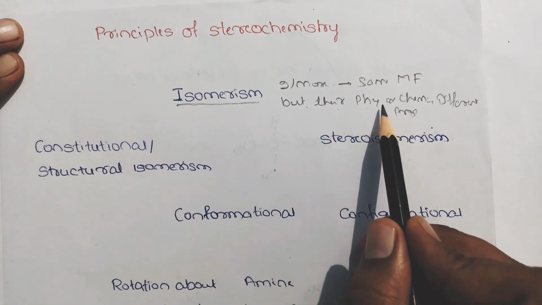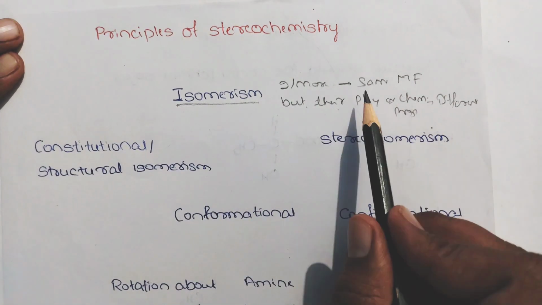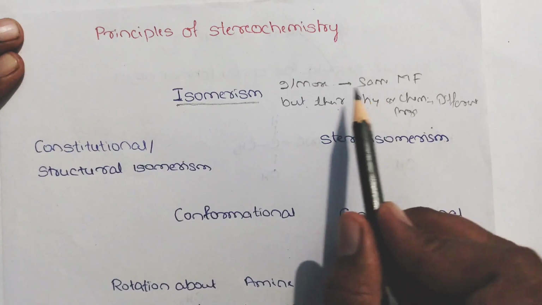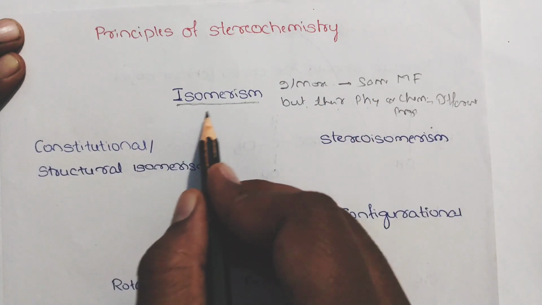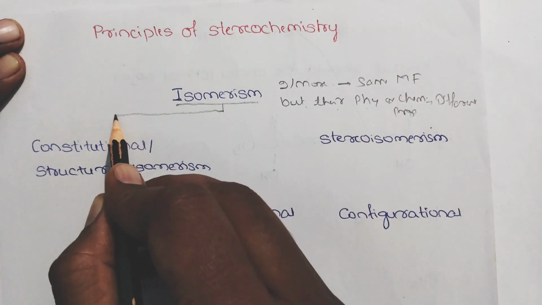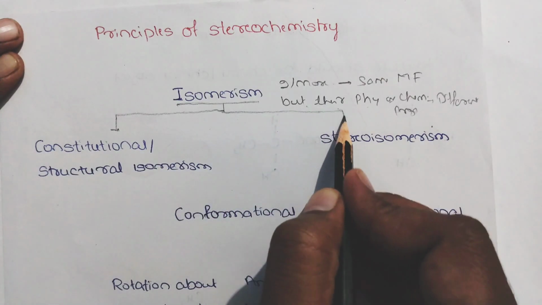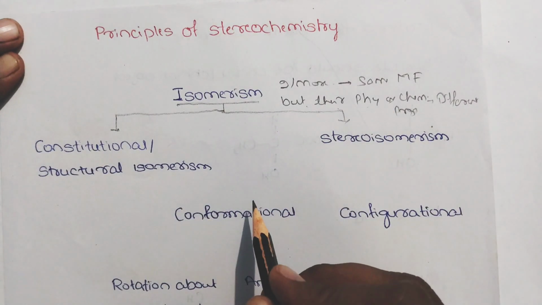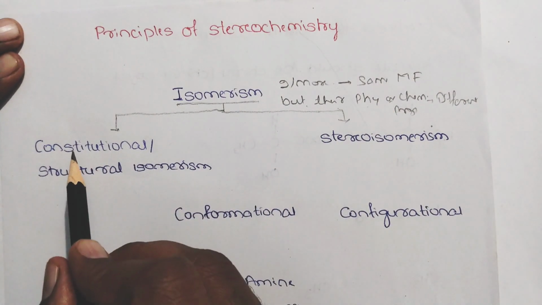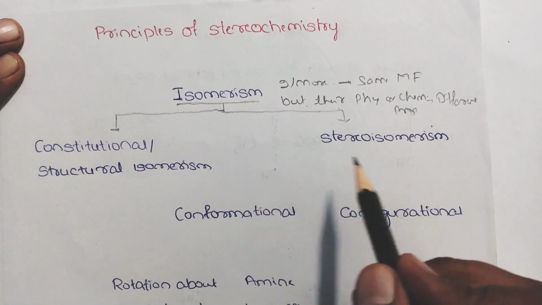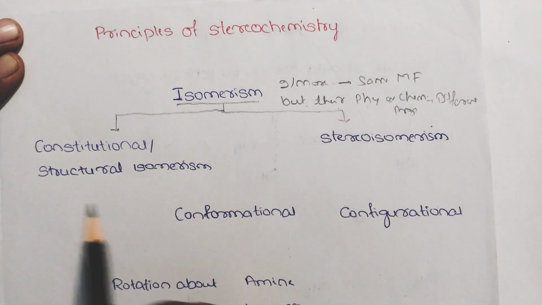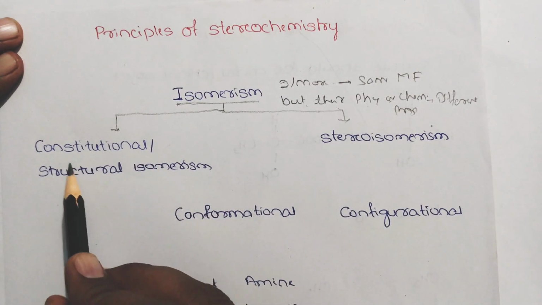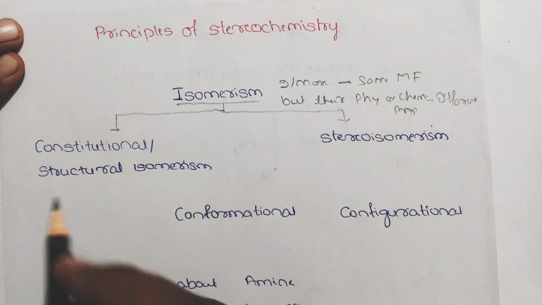And why is there a change in physical and chemical properties even though the molecular formula is the same? To understand this, isomerism is divided into two parts: one is structural isomerism and the second one is stereoisomerism. Structural isomerism is also called constitutional isomerism.